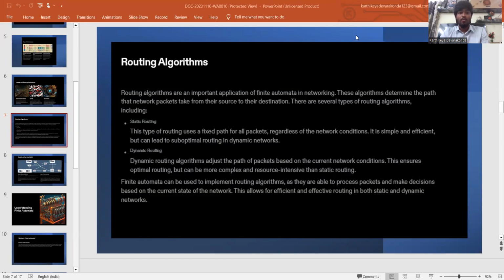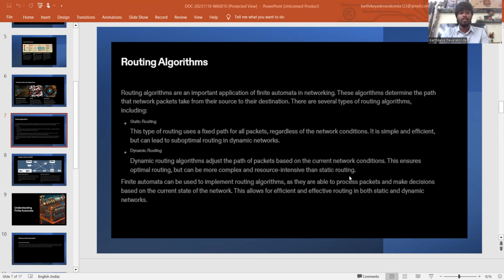Now we'll discuss about the routing algorithm. There are two types of routing algorithm. One is static routing and another one is dynamic routing. Static routing. This type of routing uses a fixed path for all packets regardless of the network conditions. It is simple and efficient but can lead to suboptimal routing in dynamic networks. Now, dynamic routing. Dynamic routing algorithms adjust the path of packets based on the current network conditions. This ensures optimal routing but can be more complex and resource intensive than static routing.